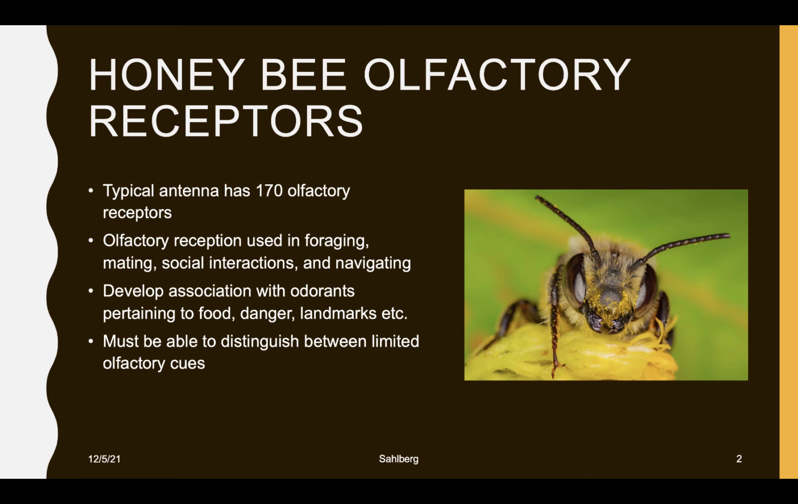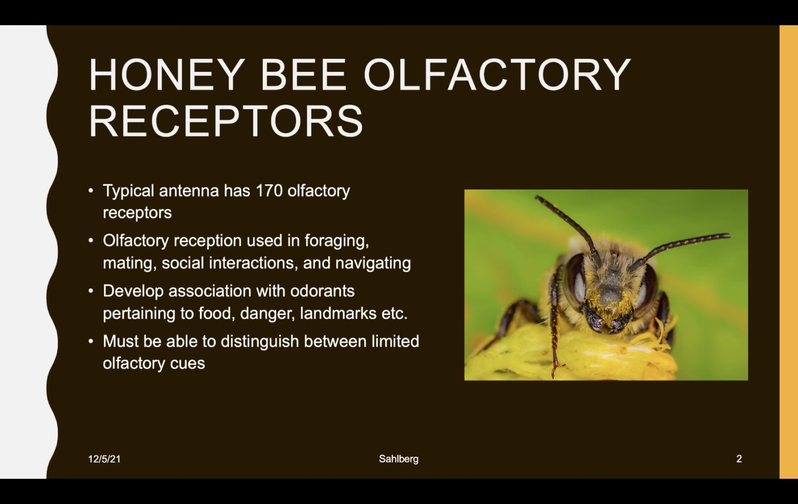Honeybees utilize olfactory reception for various aspects of their life. This ranges from foraging, mating, social interactions, navigating, and more. As a result, their olfactory system is able to detect a wide range of molecules and odorants. While many of these odorants don't have any innate meaning, many can be associated with things such as food sources, danger, or landmarks. Since honeybees are generalist foragers, they must be able to detect a wide range of odorants.